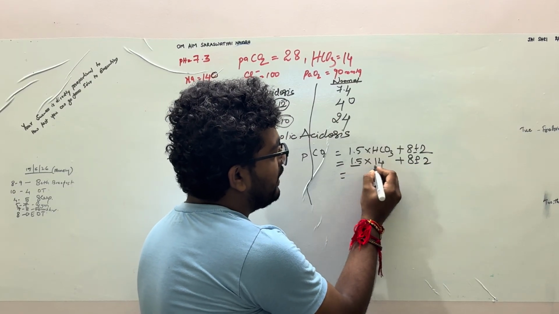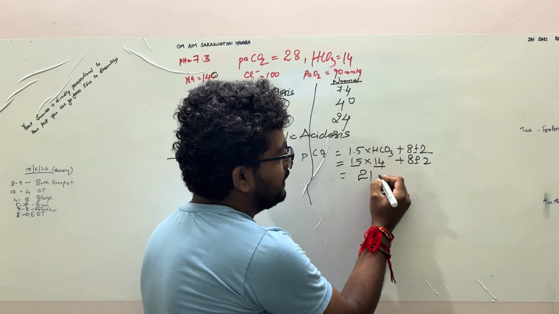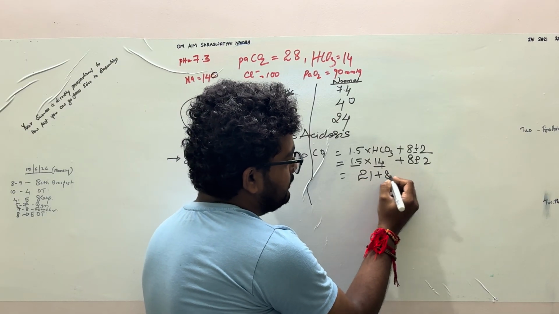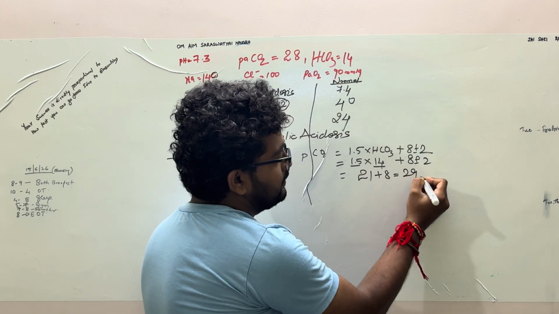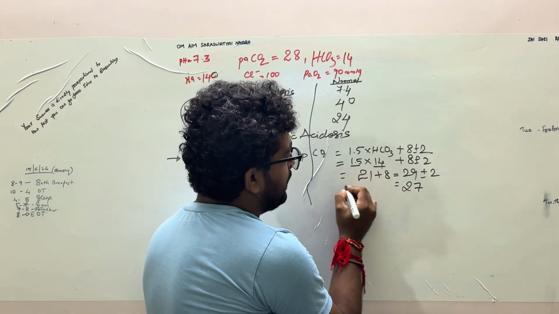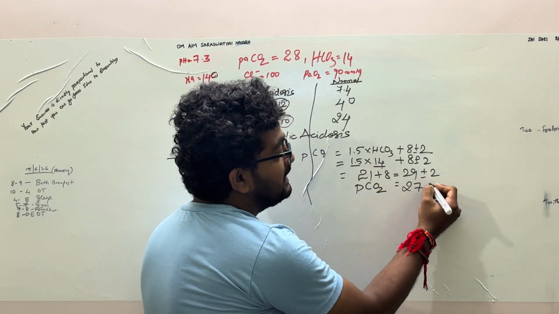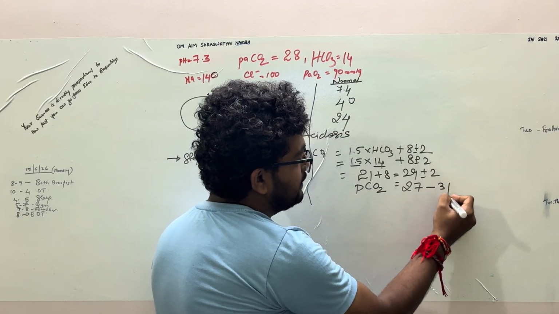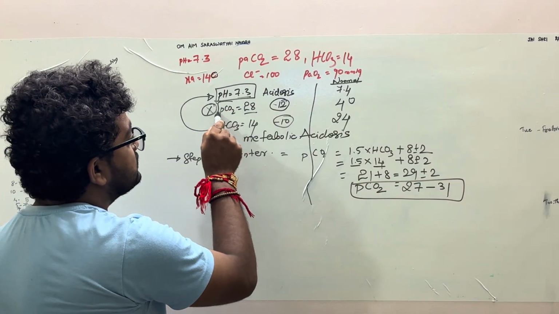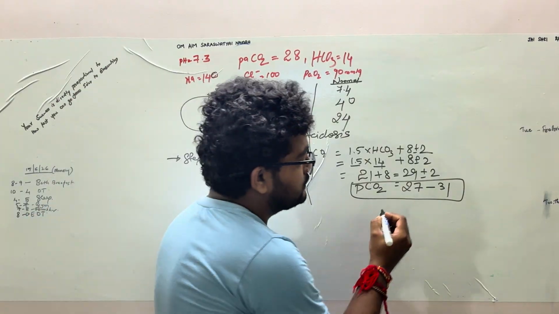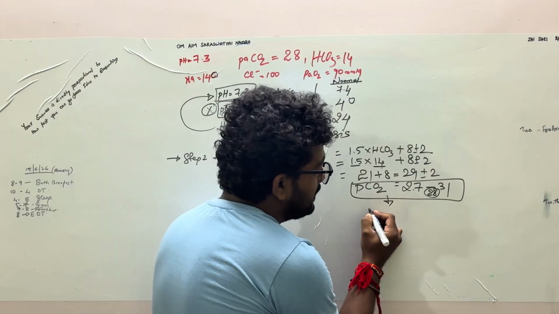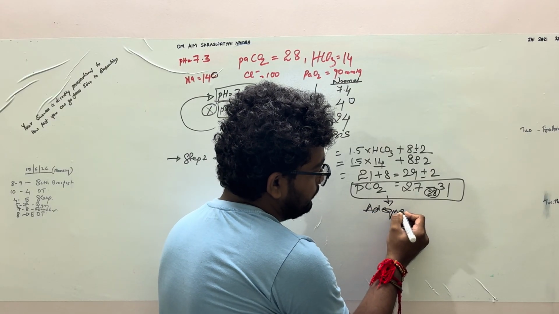So 1.5 into 14 is 21, plus 8 is 29. It should be plus or minus 2, which means the partial pressure of carbon dioxide should be between 27 and 31. The present carbon dioxide value is 28, so this value lies between 27 and 31. So there is adequate compensation.